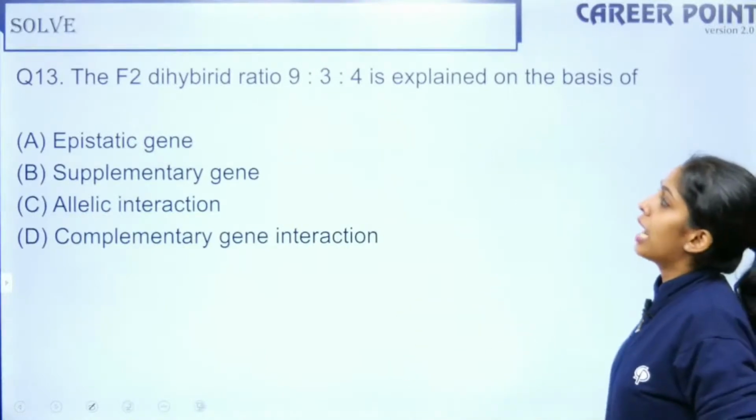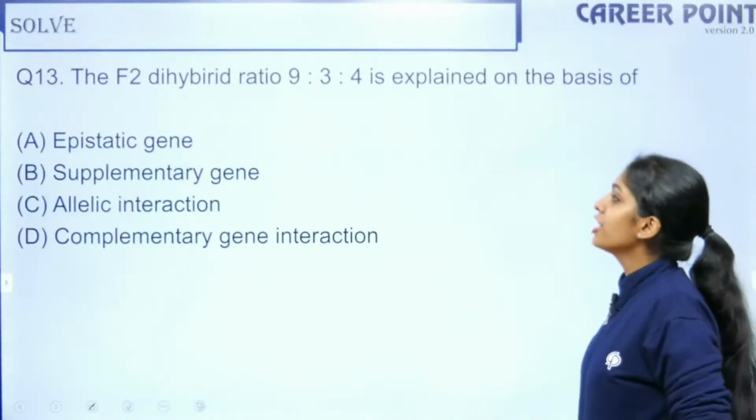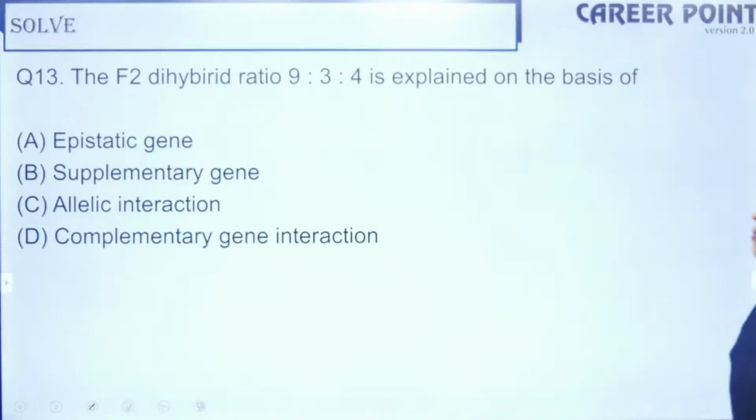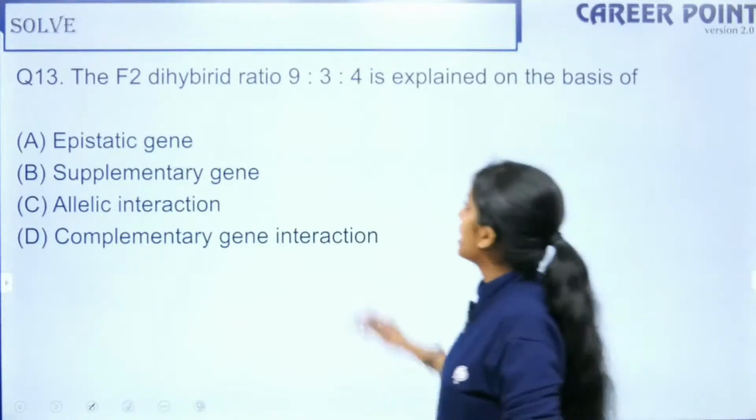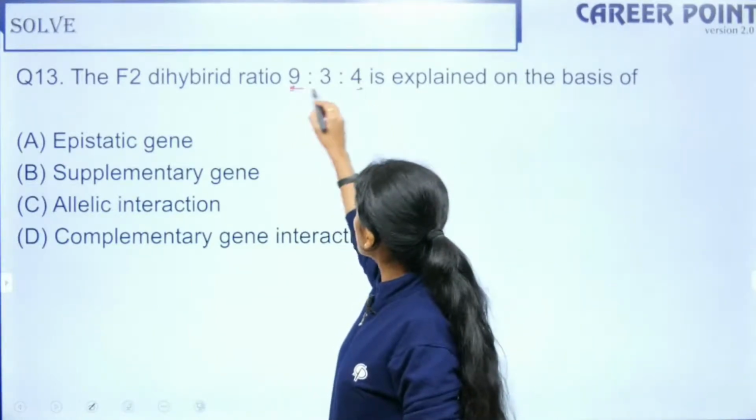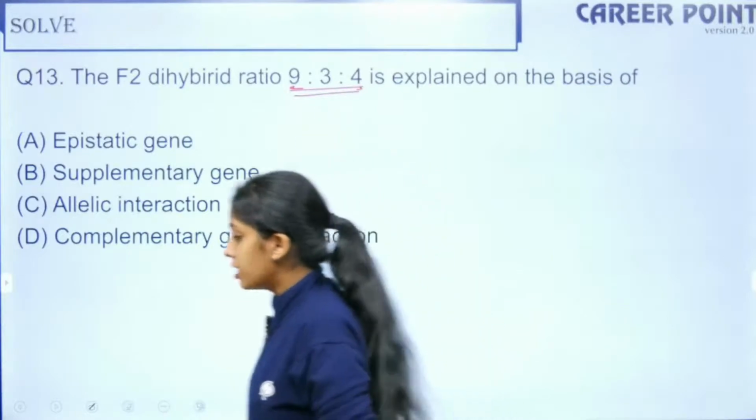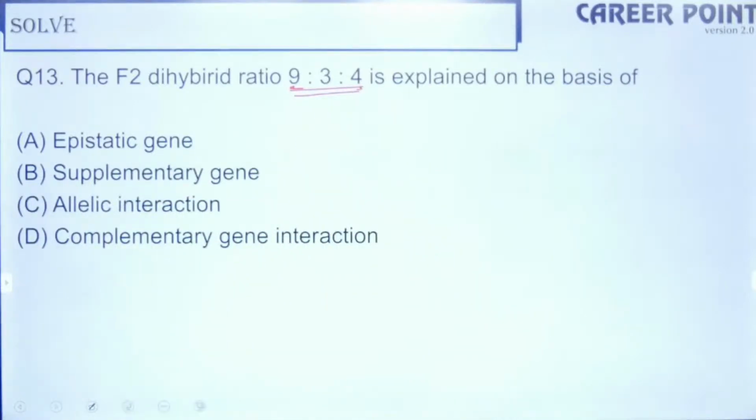Moving to question number 13. In the F2 dihybrid ratio, 9:3:4 is explained on the basis of. Yes, I only just told you. So what type of interaction is this? 9:3:4.